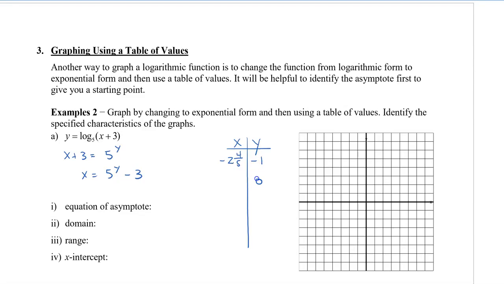And let's increase to 0. So now we have 1 minus 3. That gives us negative 2. Plug in 1. 5 minus 3 is 2. Plug in 2. We get 25 minus 3, which is 22. So start with your asymptote when you graph, so that guides you what not to cross. And here we have x is equal to negative 3 based on this part of the log function. So we're going to graph using a dotted line for the asymptote. And then we're going to plot these 4 points.